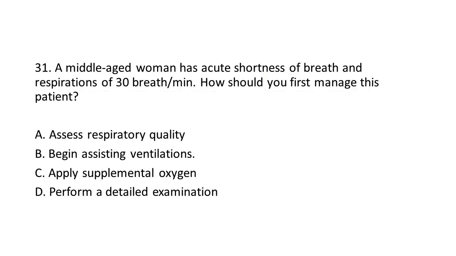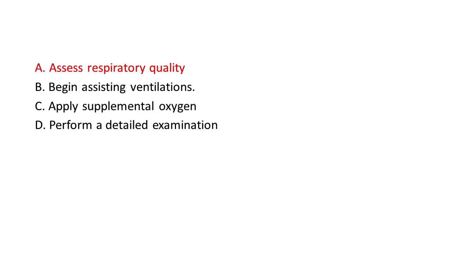31. A middle-aged woman has acute shortness of breath and respirations of 30 breaths/min. How should you first manage this patient? A. Assess respiratory quality. B. Begin assisting ventilations. C. Apply supplemental oxygen. D. Perform a detailed examination. The answer is A. Assess respiratory quality.